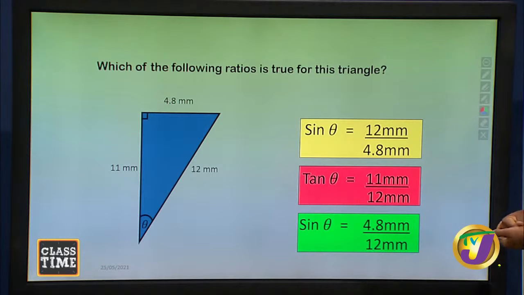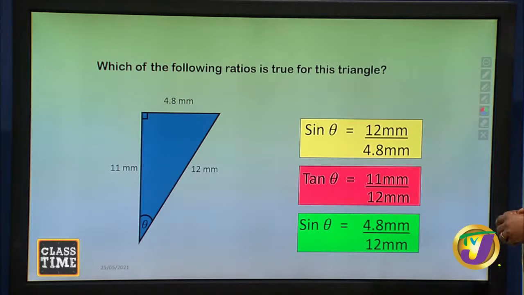So for sine theta, the hypotenuse, the denominator in this one, should be 12 millimeters. So that statement would not be true, because sine is comparing the opposite and the hypotenuse. All right, let me skip down to the bottom one now.